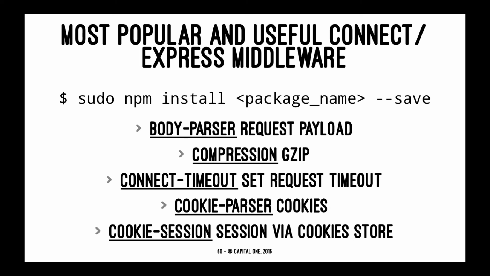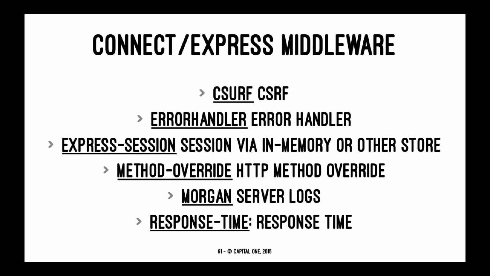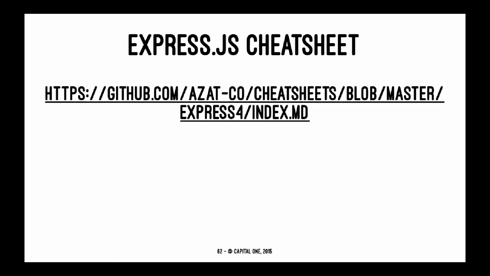To install a middleware, you use npm install --save body-parser. The most important middleware, it allows you to parse the payload, and then the compression, that's when we need to use gzip. There are a lot of other middlewares as well, for example like error handling and session middleware, Morgan for server logs. You can find a comprehensive list of recommended middleware in this cheat sheet, as well as some code to start your Express app, some boilerplate code.